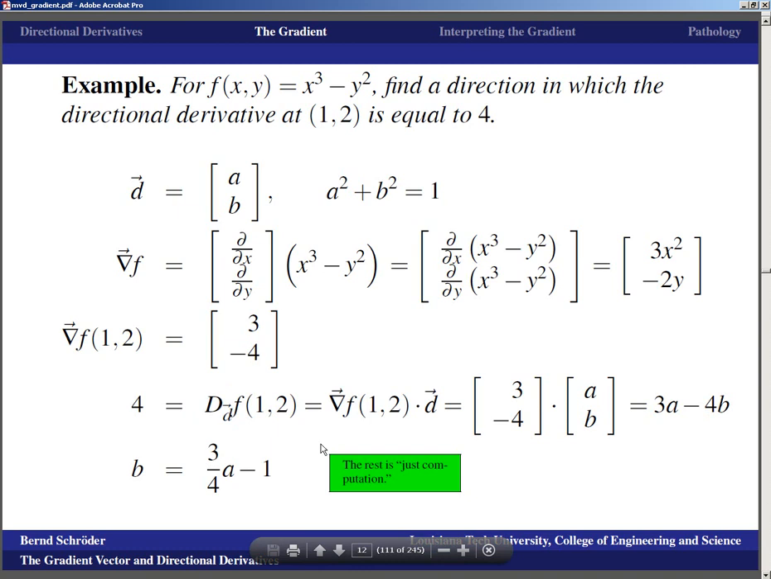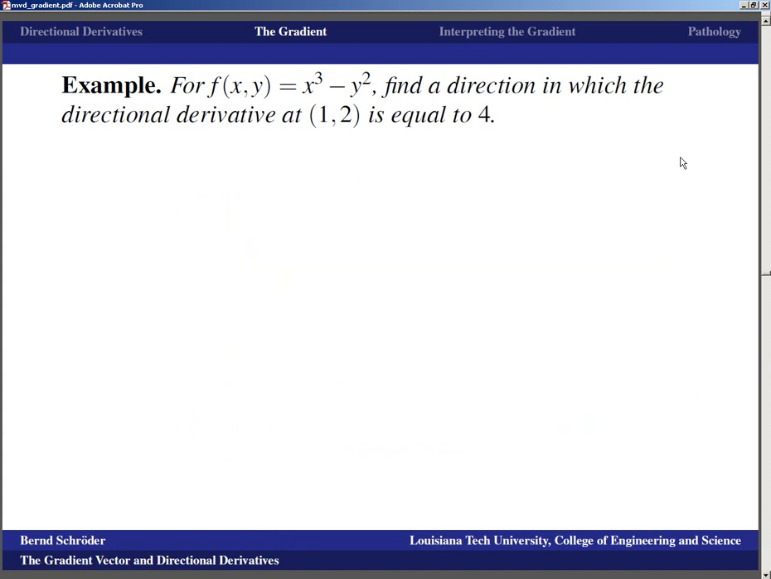Okay, so now we have this equation, and we need to compute. Well, we have to solve a system of two equations for two variables. One of the equations is linear, so that's nice. We already have solved that for b, and so now we just plug in. So we get a squared plus b squared equals 1. That means a squared plus (3 quarters a minus 1) quantity squared is 1.